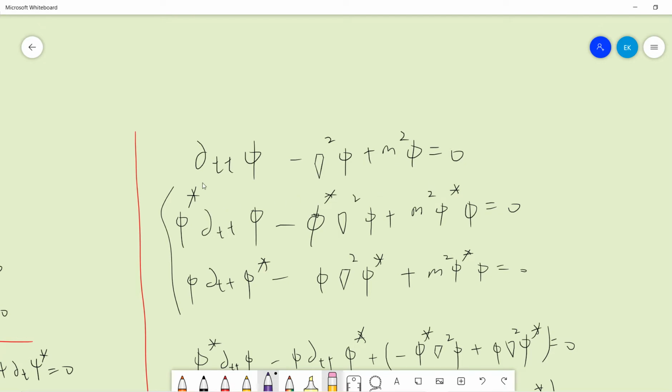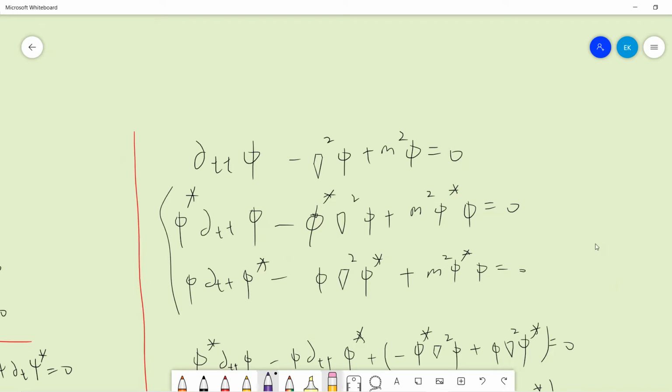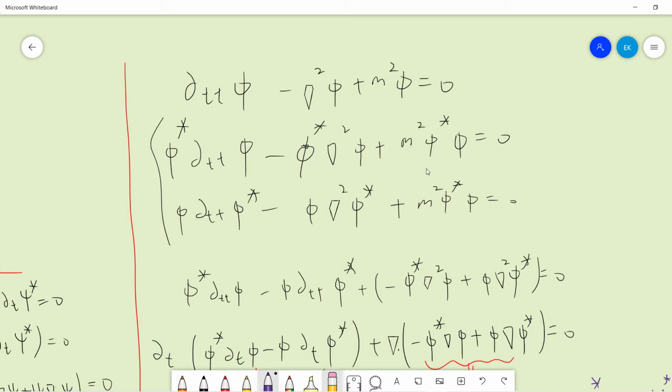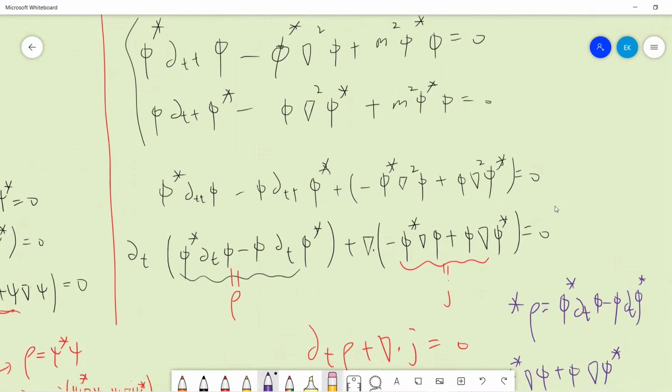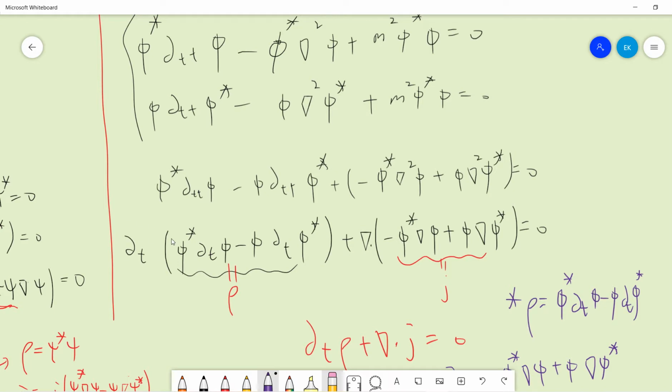So let's first do the complex conjugate. Let's first multiply the complex conjugate to this original equation. You get this, and you multiply another complex conjugate. You take the complex conjugate and then multiply by phi, so you get a similar 2 equations. And then you need to cancel this term. So you use the first equation minus the second, so you get phi star partial tt phi minus phi partial tt phi star plus these 2 terms, so it's minus phi star Laplacian phi plus phi Laplacian phi star. So I can pull out a partial t, and it becomes this.